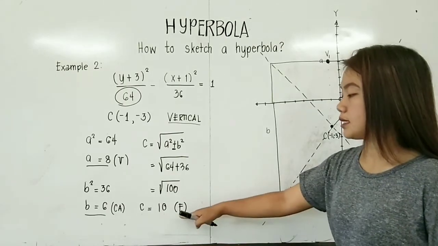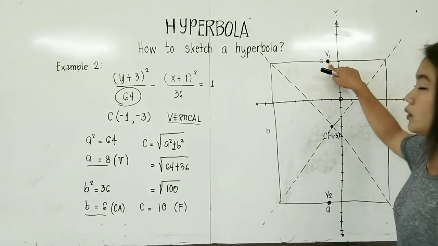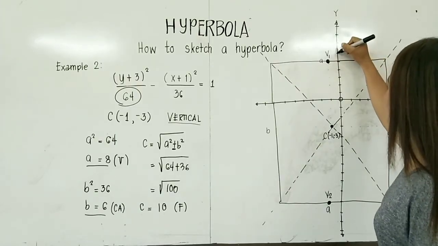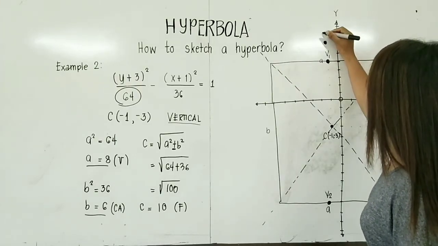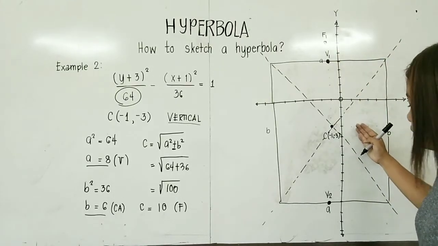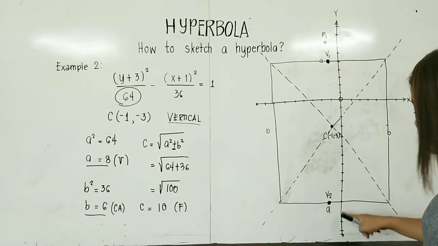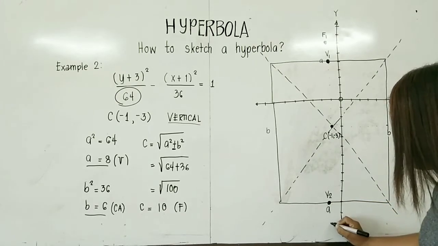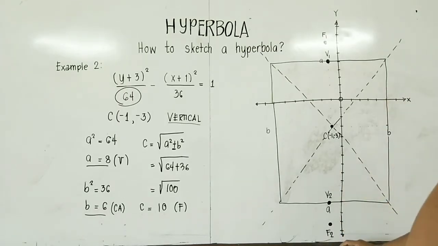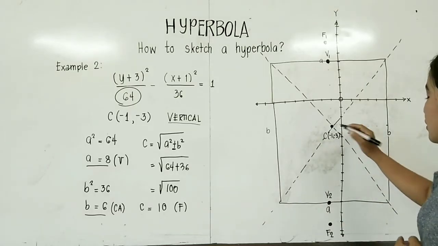Now our c is 10. So for our focus, 10, because this is 8 already, we will just add 2 for our focus. So 8, 9, and 10. So this is our focus 1. And for our focus 2, this is already 8 units from the center. We will just add 2 units. So 8, 9, 10. So this is for our focus 2. So we already have our foci and our vertices. And this is our center.